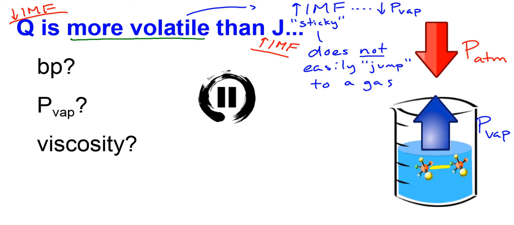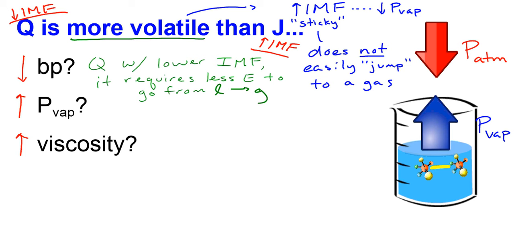So take a moment, and I'd like you to answer each of these. Let's establish this. Which one has the lower boiling point? Which one has the higher vapor pressure? And which one has the greater viscosity? So let's establish those as our norms. I'd like you to identify, is it Q or J? And then a single sentence explaining why.